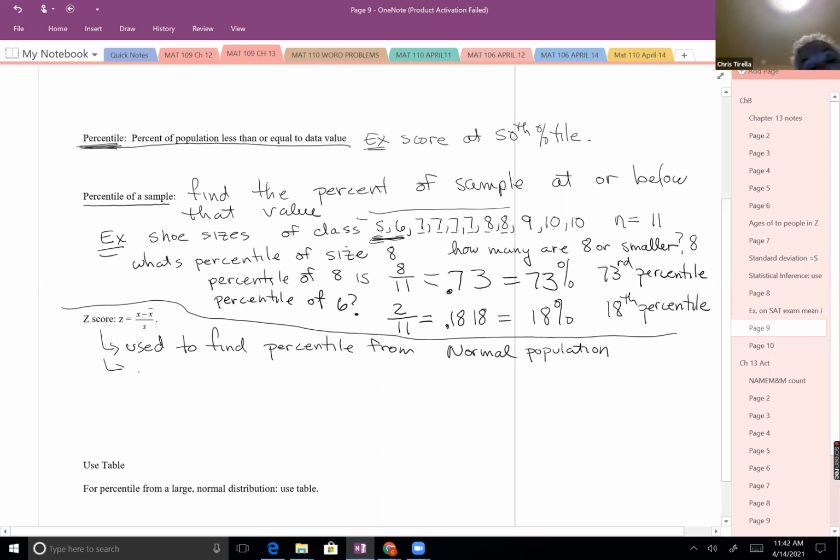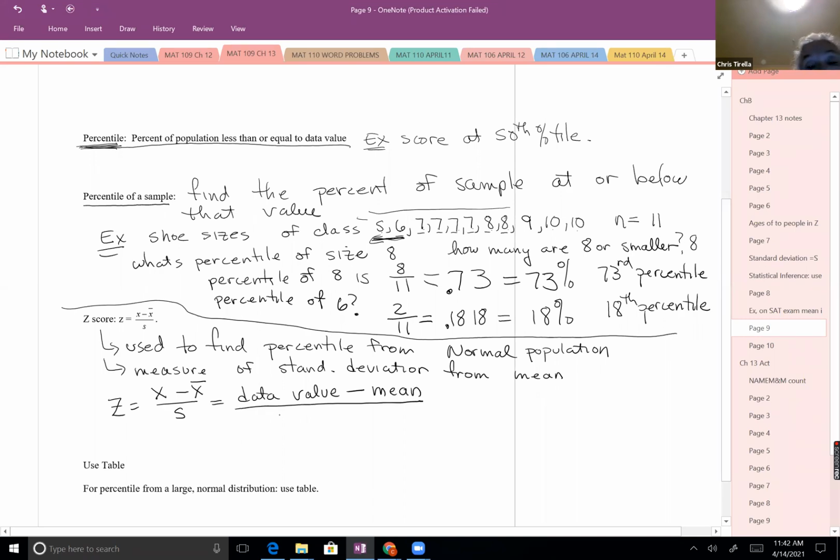It's a measure of standard deviations from the mean. And you can see the formula there. Z is equal to X minus X bar over S, which is the data value, minus X bar, the mean. And that difference divided by the standard deviation.